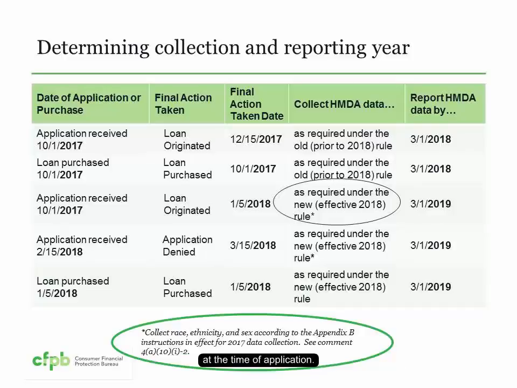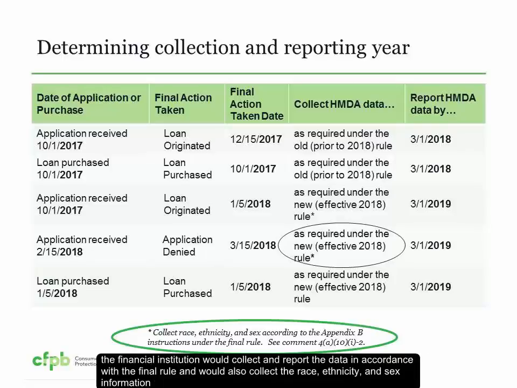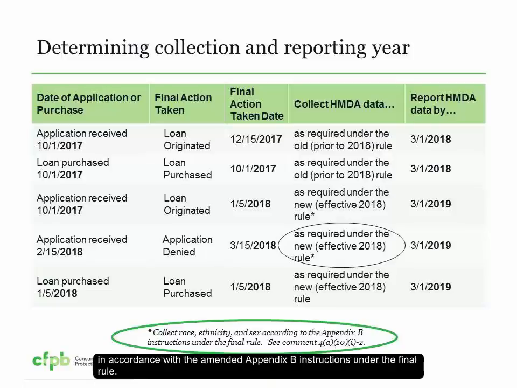Now, for an application that is received February 15, 2018, and where final action is taken on March 15, 2018, the financial institution would collect and report the data in accordance with the final rule and would also collect the race, ethnicity, and sex information in accordance with the amended Appendix B instructions under the final rule.